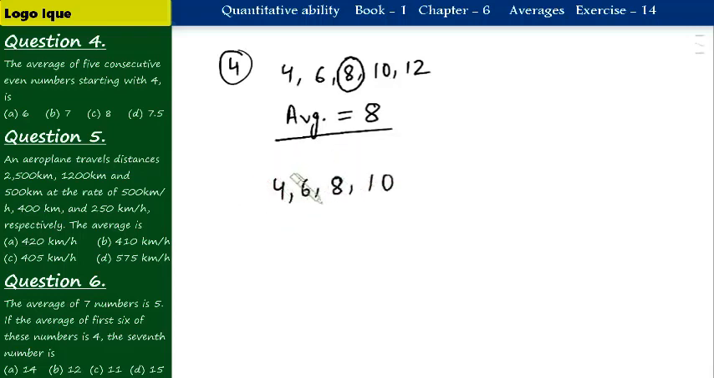Now there is no exact middle number, there are two middle numbers. So take the average of these two numbers only. So in this case, the average will be the simple average of 6 and 8. So (6 + 8) / 2, which is 7.